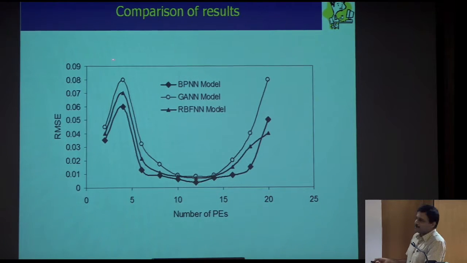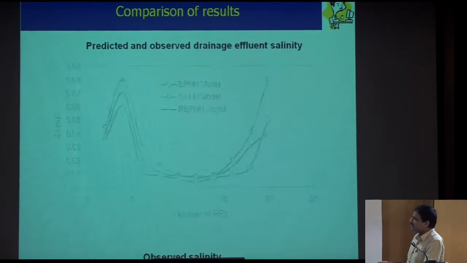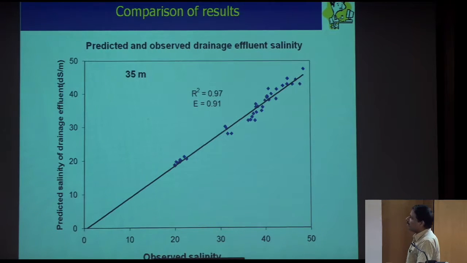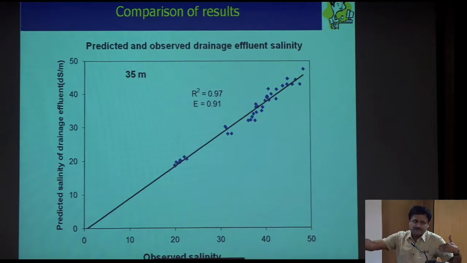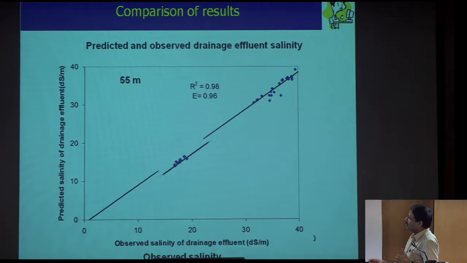We used different types of networks: back propagation neural network, general regression neural network, radial basis functions, and J-Bessel functions. And we saw that for the 35-meter drain spacing, it was very good, with very good model efficiency. With 50-meter drain spacing, the drainage effluent quality prediction is very good.